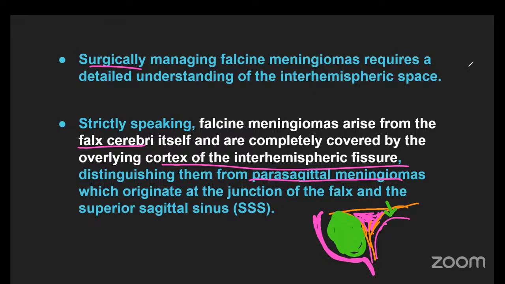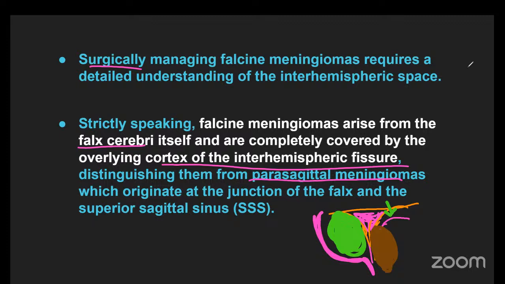Whereas when we talk about the, let me change the color so that it's more visible. When we talk about falcine meningiomas, they are in the same vicinity here as well. And they involve Falx mainly. They could also involve this lower portion of the superior sagittal sinus. You see this purple thing here? This is the lower portion of the superior sagittal sinus.